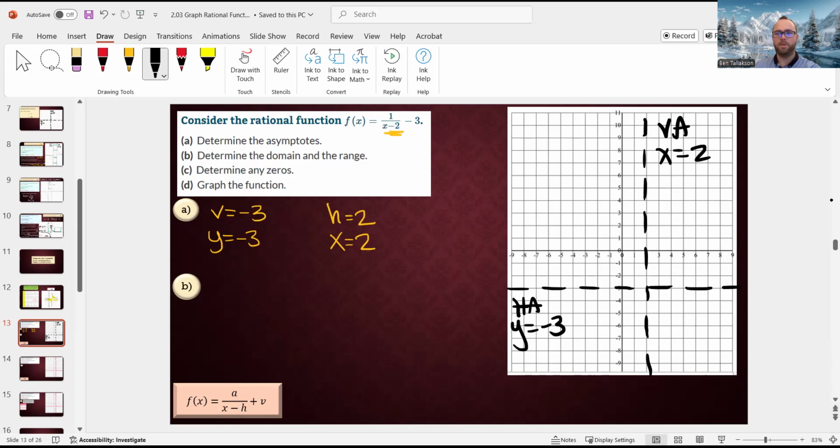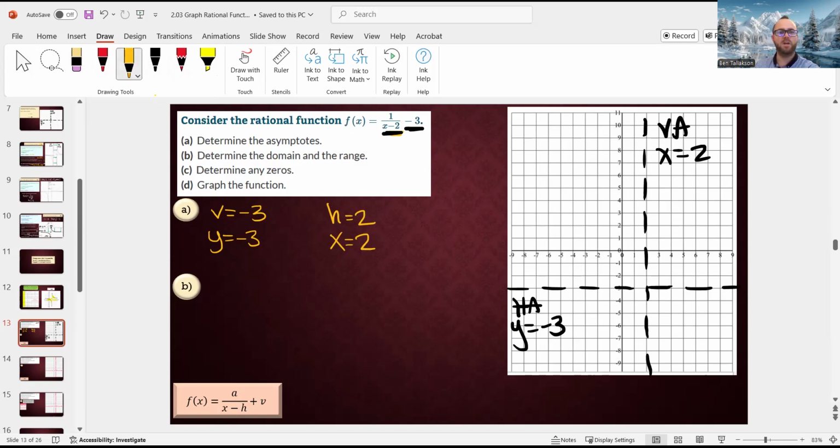Okay, so what happened? The horizontal asymptote moved down 3 units because of the -3. The vertical asymptote moved right 2 units because of the -2. Okay, we have our asymptotes down. I'll get rid of these arrows so it's not too confusing because we need to do several more things. Okay, determine the domain and range.